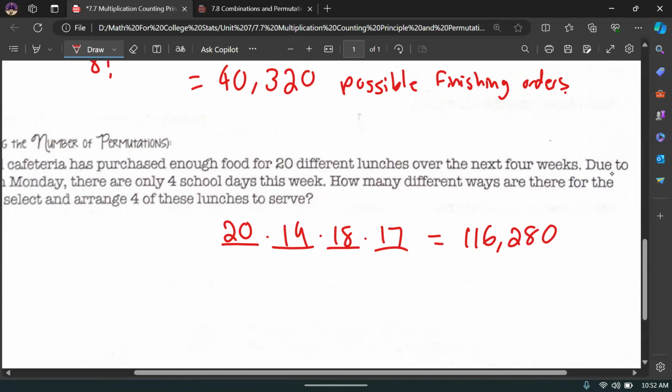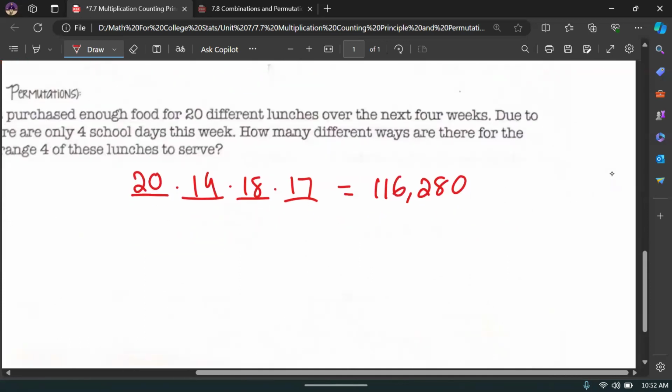116,280 different arrangements that we could have here, right? 116,280 different possible arrangements.